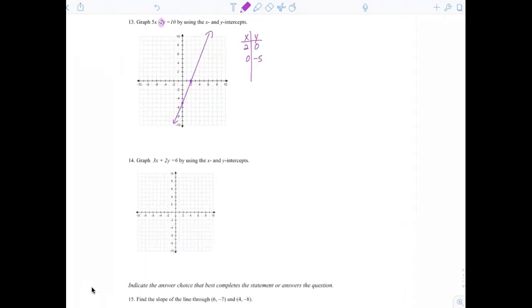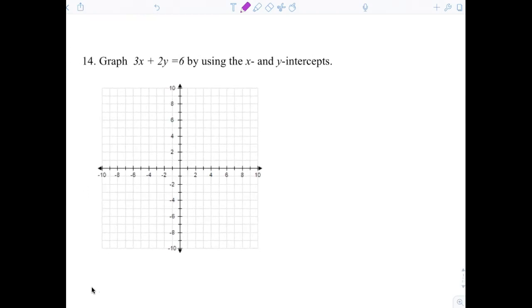All right, let's do 14. One more time. Everybody try to do it first. If y is 0, then x is what? -2. If x is 0, and look, verify yourself now. All right, so now (2, 0), (0, 3).